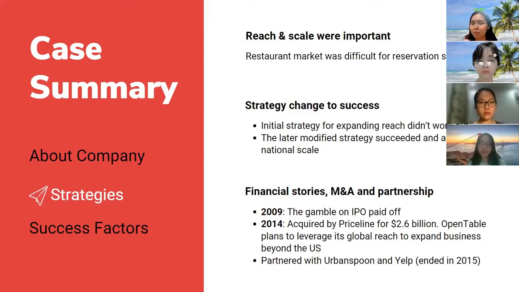In 2009, despite the bad economy, they gambled on the IPO launch, and it paid off later. They were acquired by Priceline in 2014 for $2.6 billion, and Priceline plans to leverage its global reach to expand the business beyond the US. It also made wise decisions in partnership. It partnered with Urban Spoon in 2012 to acquire the reservation system, but ended the partnership with Yelp in 2015 as it saw potential rivalry in the future.